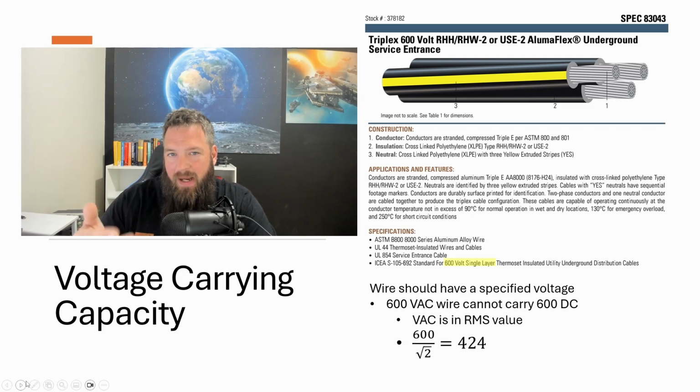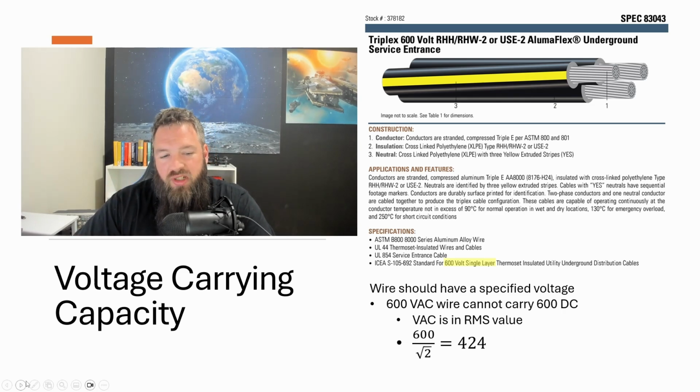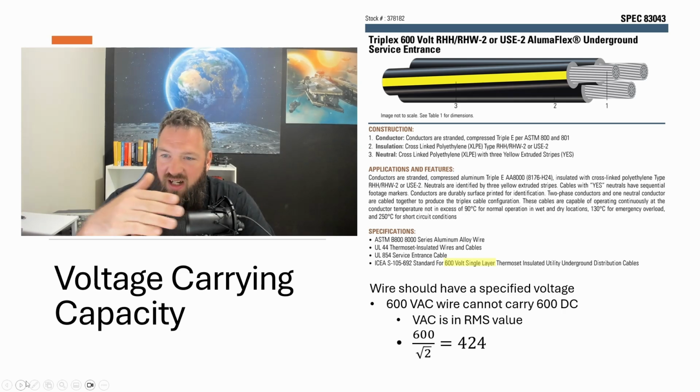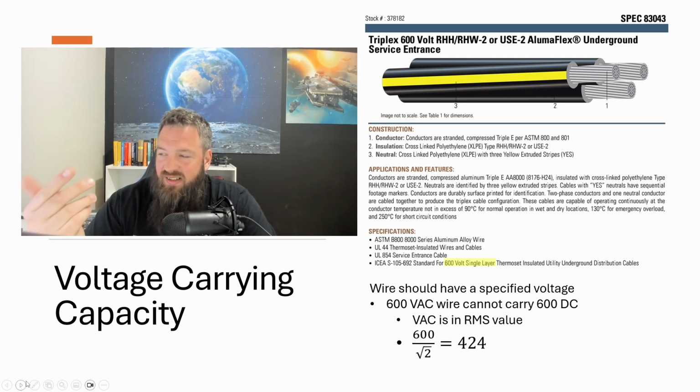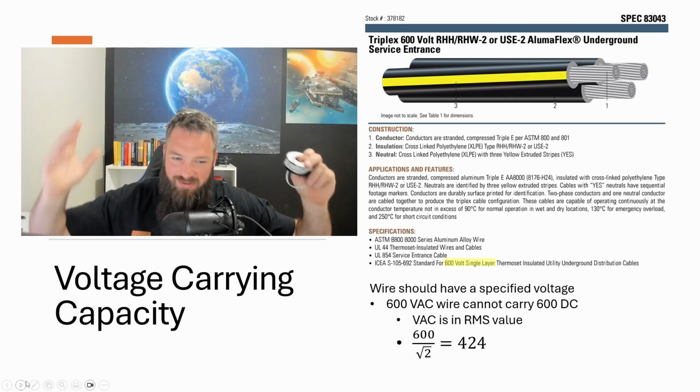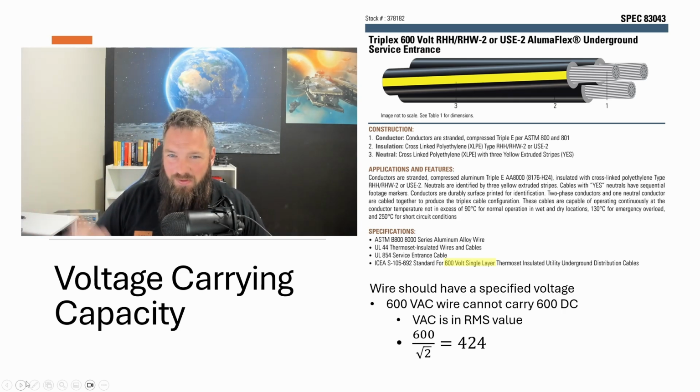Now, the second property you need to look at is your voltage carrying capacity. This will vary based upon the wire, and it's based upon your insulation. Each manufacturer has a different variation of insulation they put around the wire. So voltage likes to jump around. It'll jump around anywhere that it can. And so the stronger your insulation, the thicker your insulation, the more voltage these wires can carry.